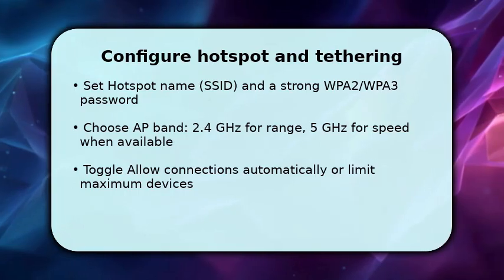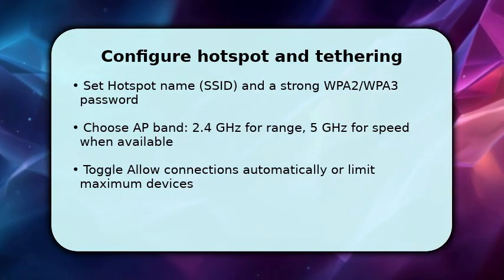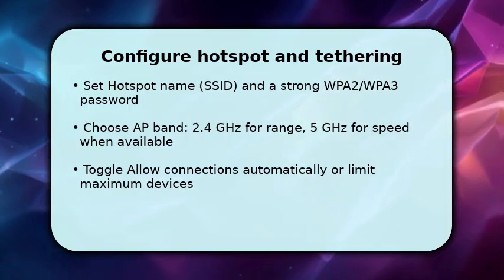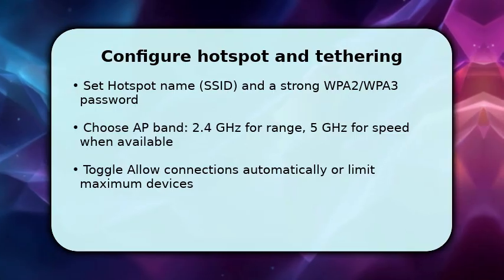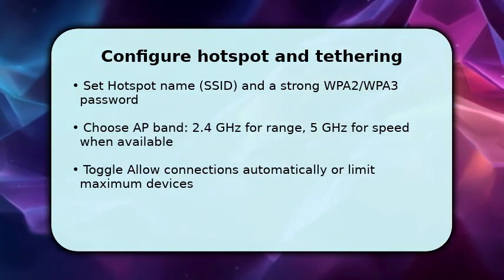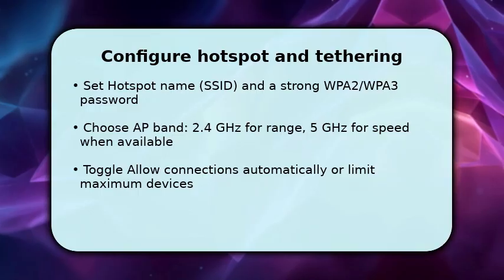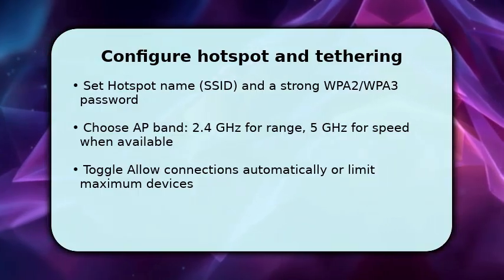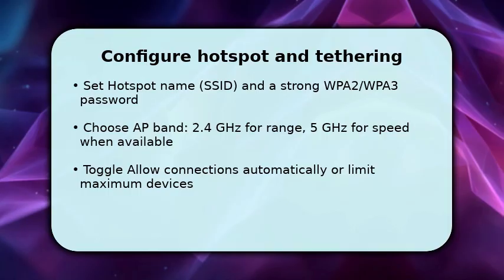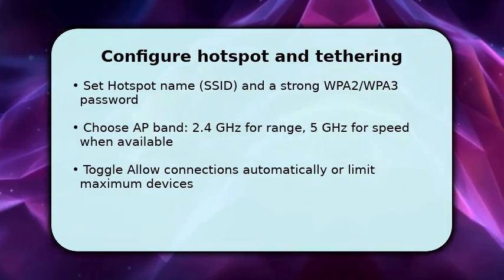Now configure the hotspot. Tap Configure or Edit and set a recognizable name and a strong WPA2 or WPA3 password so strangers can't join. Then choose the AP band, use 2.4 GHz for wider range or 5 GHz for faster local speeds when your devices support it. Set a device limit and enable timeout to save battery. Once settings are saved, toggle the hotspot on.